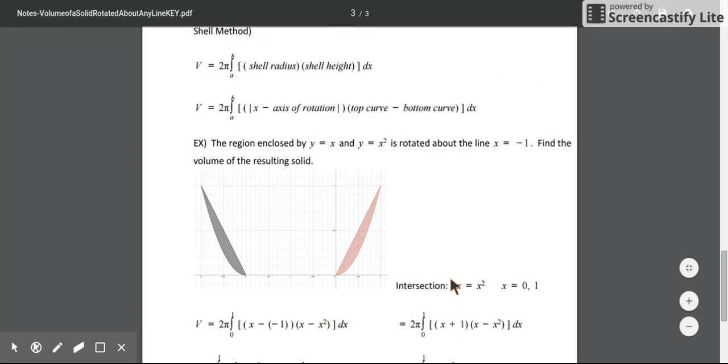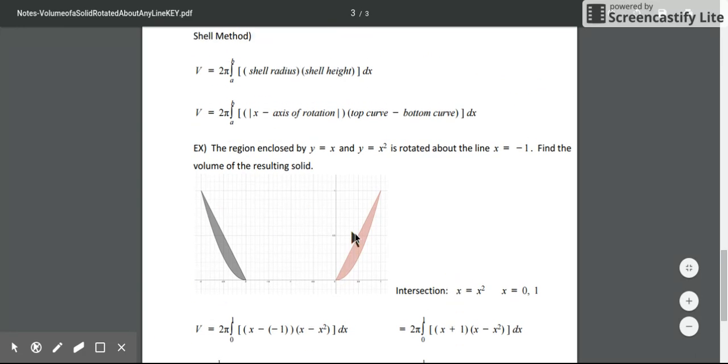So again, with volume of solids, looking at the graph, sketching it out, trying to figure out what these pieces are is really the tricky part, and it's always best to visualize it first. If you can do that, then setting it up and plugging it in and evaluating should be the easy part.